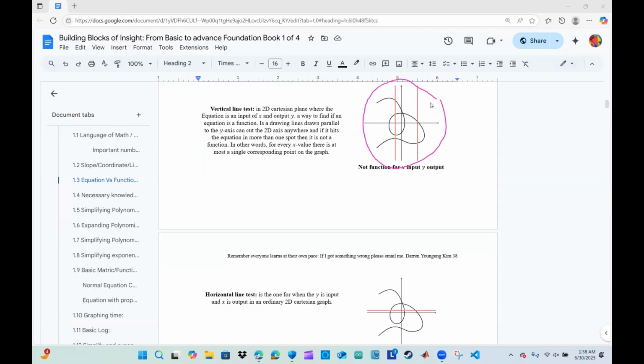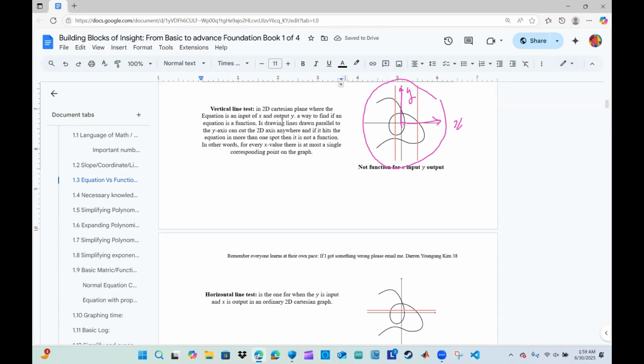So in a 2D Cartesian plane, this is what I wrote, where the equation takes an input x and gives an output y in the standard Cartesian, which means this is y and this is x. You can change the Cartesian plane to whatever, say a polar plane, but for a Cartesian plane, a way to find if an equation is a function is drawing a line.